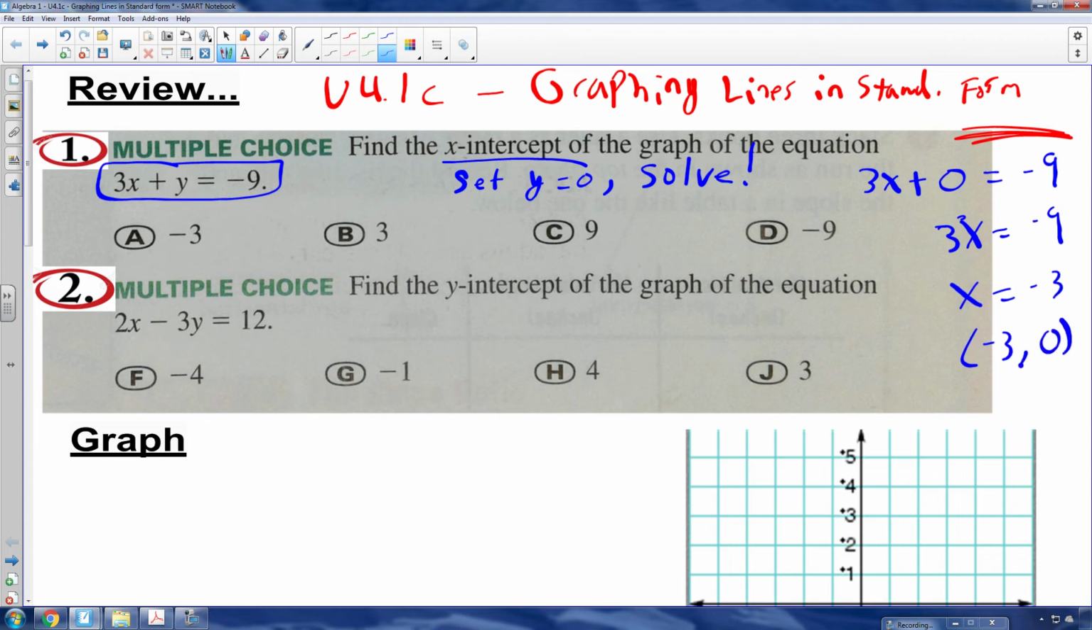And in this multiple choice question, do we want to answer A, B, C, or D? A. So A is our answer for this problem.